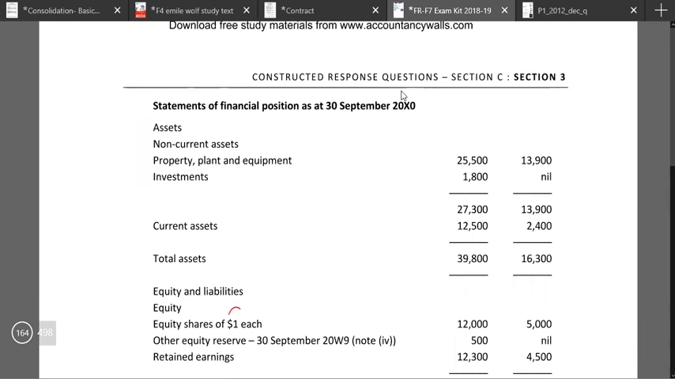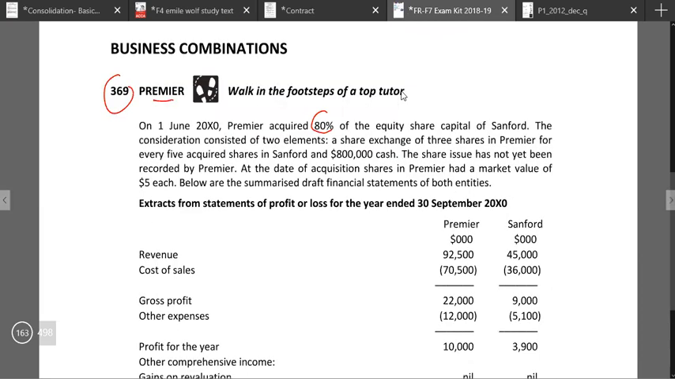So first of all, $1 and then 5,000. So the total number of shares are 5,000 and the parent has acquired 80% share. That gives the number of shares that has been acquired. Now the fraction. So the fraction is share exchange of 3 shares for 5 shares, so 3 by 5. And now you need the share price. So the share price is actually $5. When you multiply it by 5, it gives you the complete consideration.